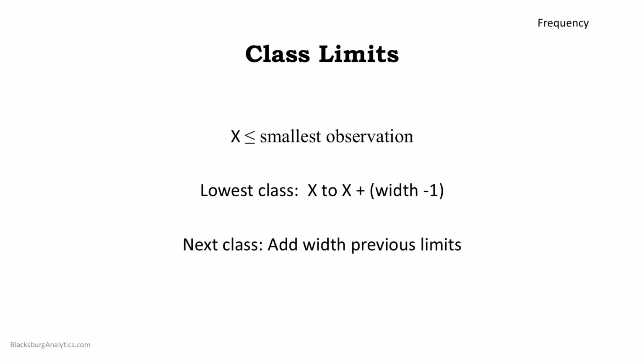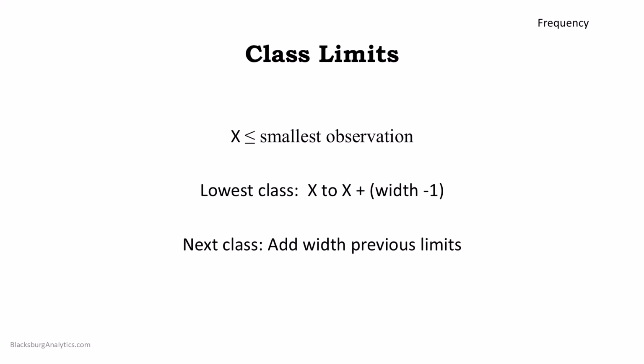Class limits are the lower and upper values of classes shown in the frequency table. They should be whole numbers if possible. The smallest observation determines the lower limit of the lowest class. That observation can be at the lower limit, such as when a 0 is present, or in the middle of the class, as convenient.